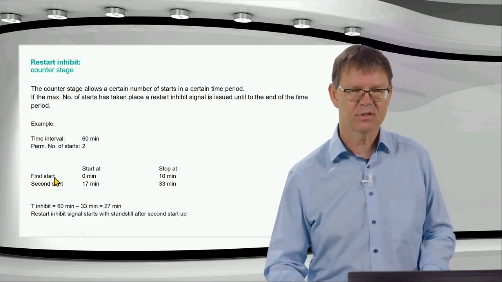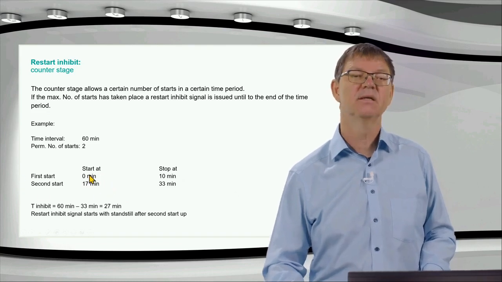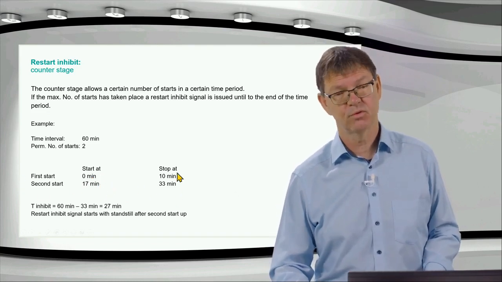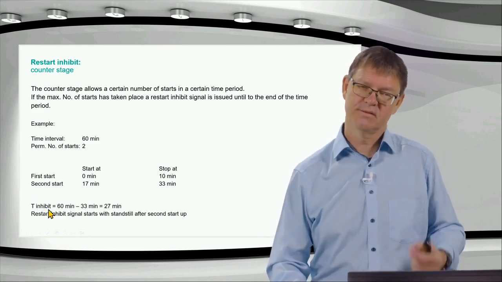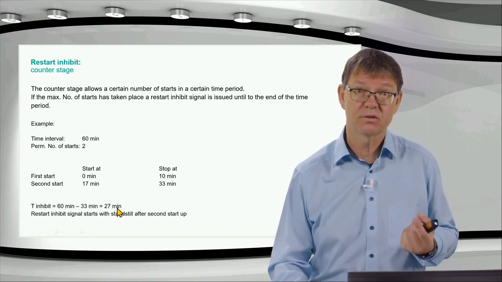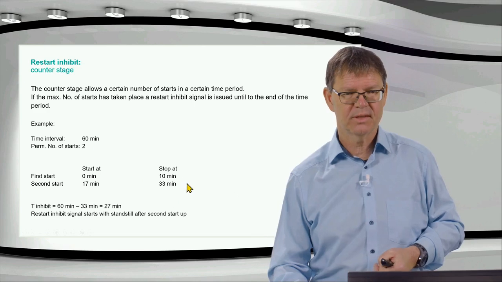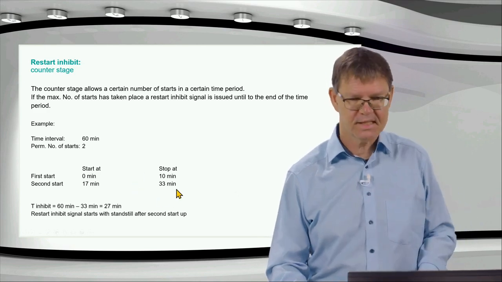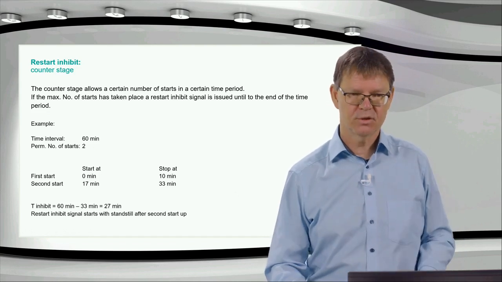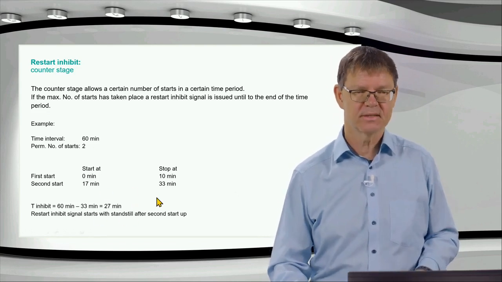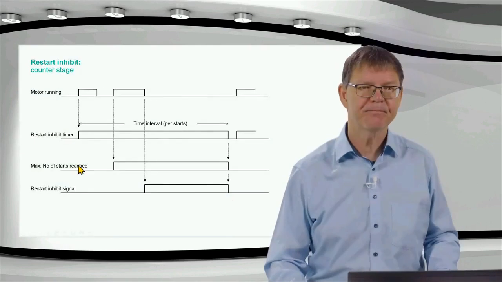Let's assume I have the first start at zero and stop after 10 minutes, and then I have a second start at 17 minutes and stop the motor after 33 minutes. Then this inhibit time will be 60 minutes minus 33, which is 27 minutes. That means from the point of time when the motor is switched off and at standstill, this blocking signal will be issued and it will last 27 minutes. I have it here on this diagram.